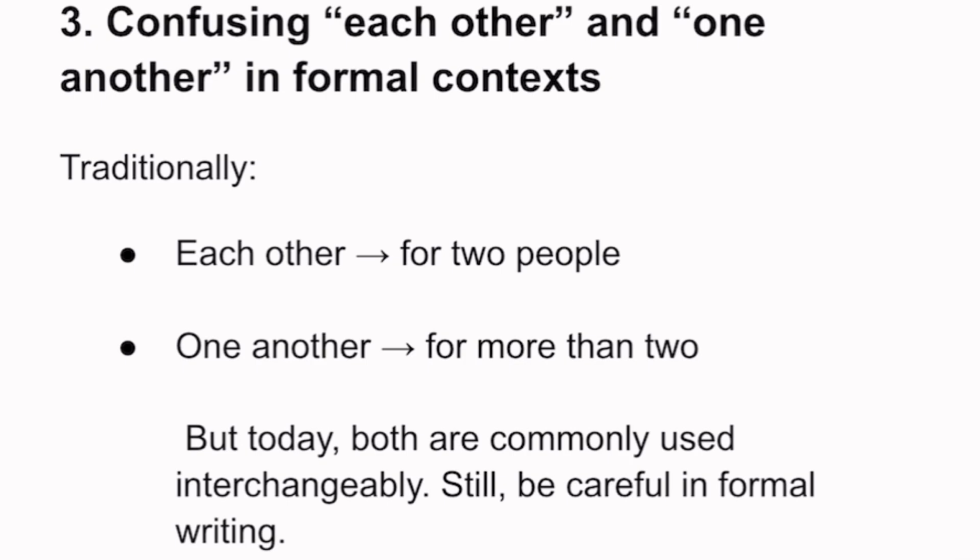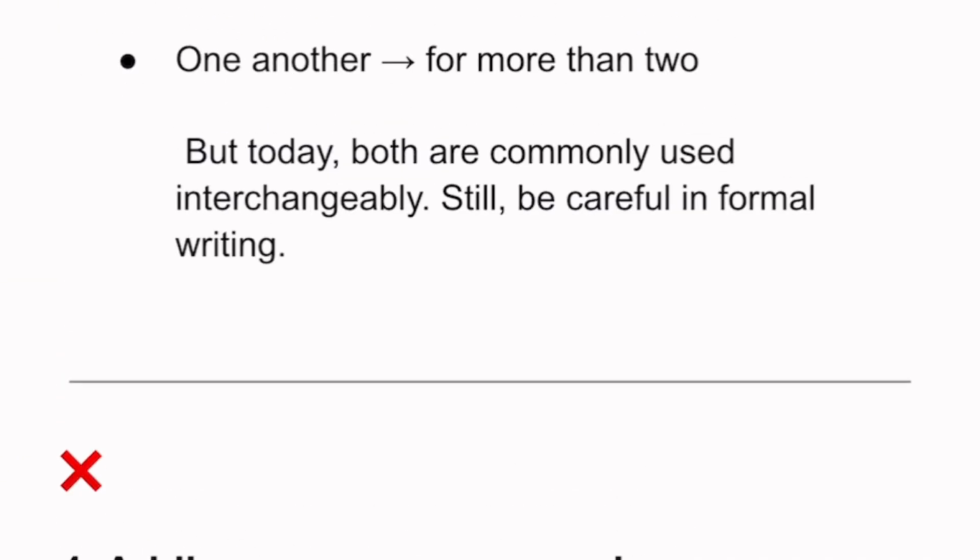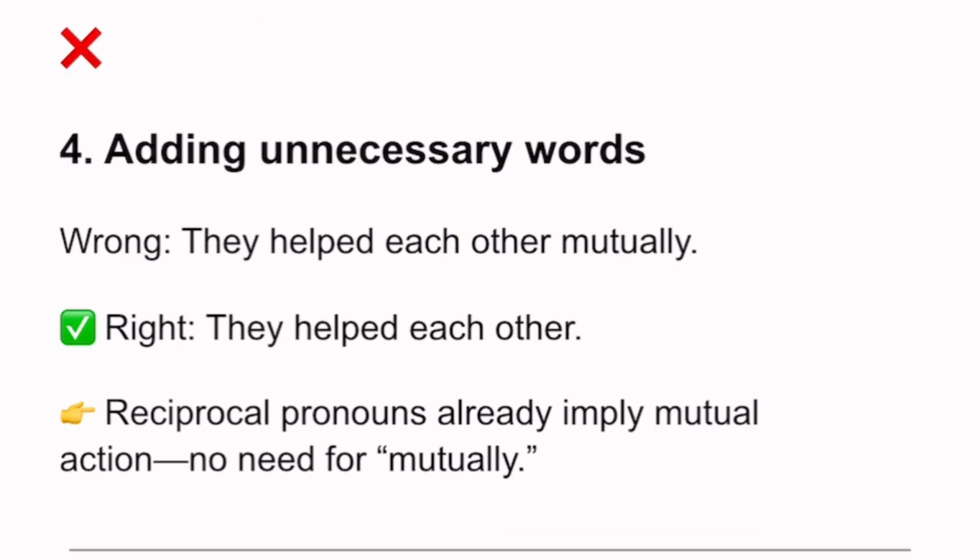Another common mistake that people make is confusing each other and one another. Take note, each other for two people, one another for more than two people. But today, both are commonly used interchangeably, but even in formal contexts, make sure you keep it in mind and not make that mistake. Today some things are changing because you might be reading a book and you see that they use one another for two people or each other for more than two people. Don't be confused and say, oh, but this person told us otherwise. In modern writing, you might see it, but that is still the rule.